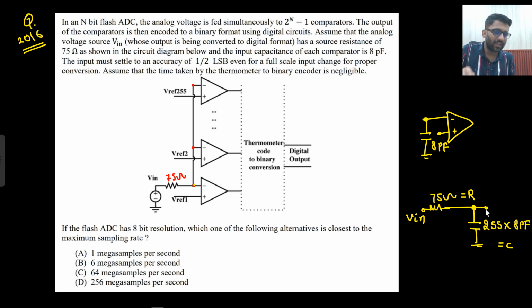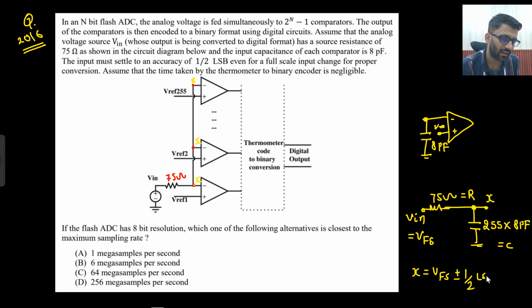What they are saying is that one input of the comparator is Vref and the other input of the comparator is this node. This node I am calling X. All these nodes are X. So this input of the comparator should settle to an accuracy of half LSB even for a full scale input change. If my input is V full scale, then what should be my output? X should ideally settle to V full scale. But accuracy of half LSB means it can take an error of half LSB.